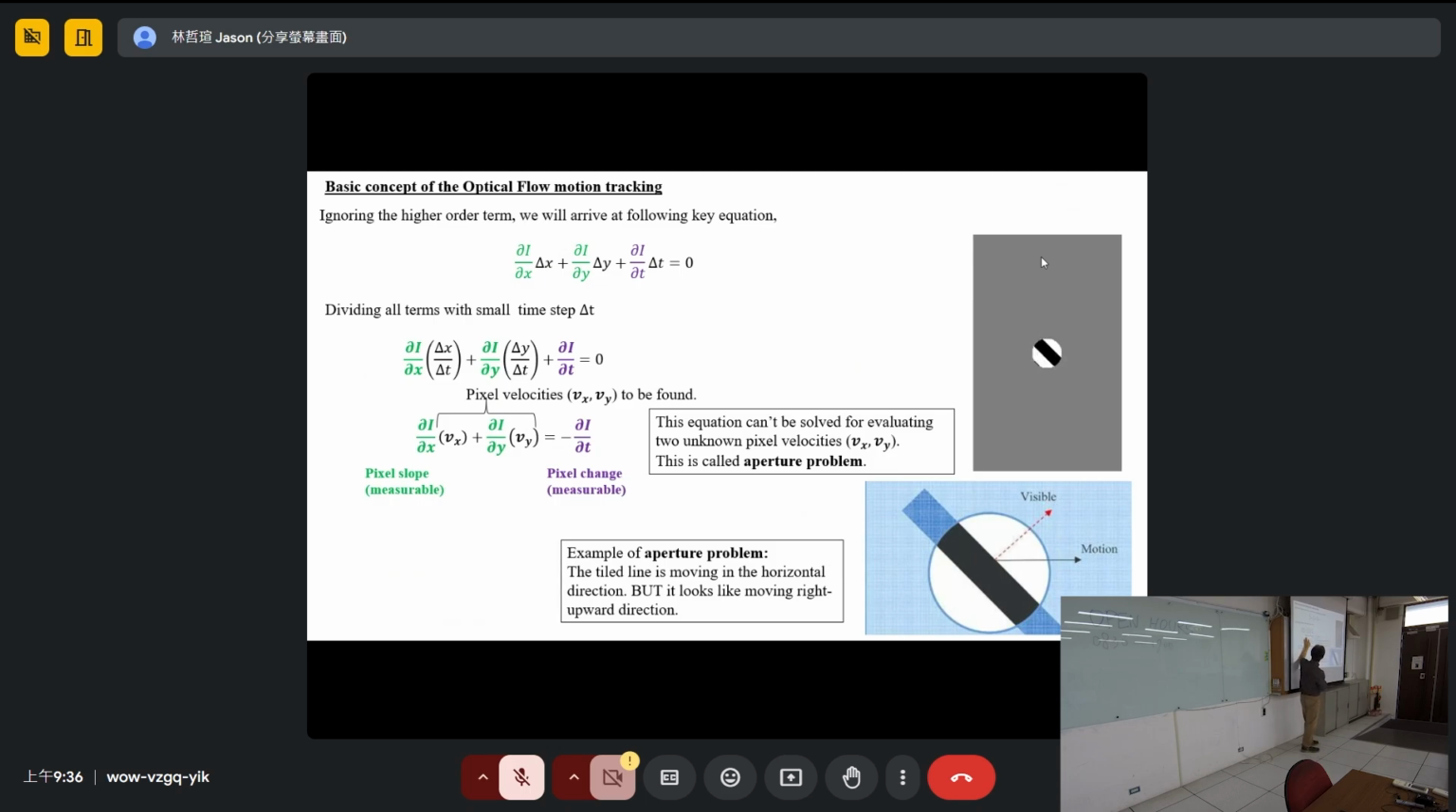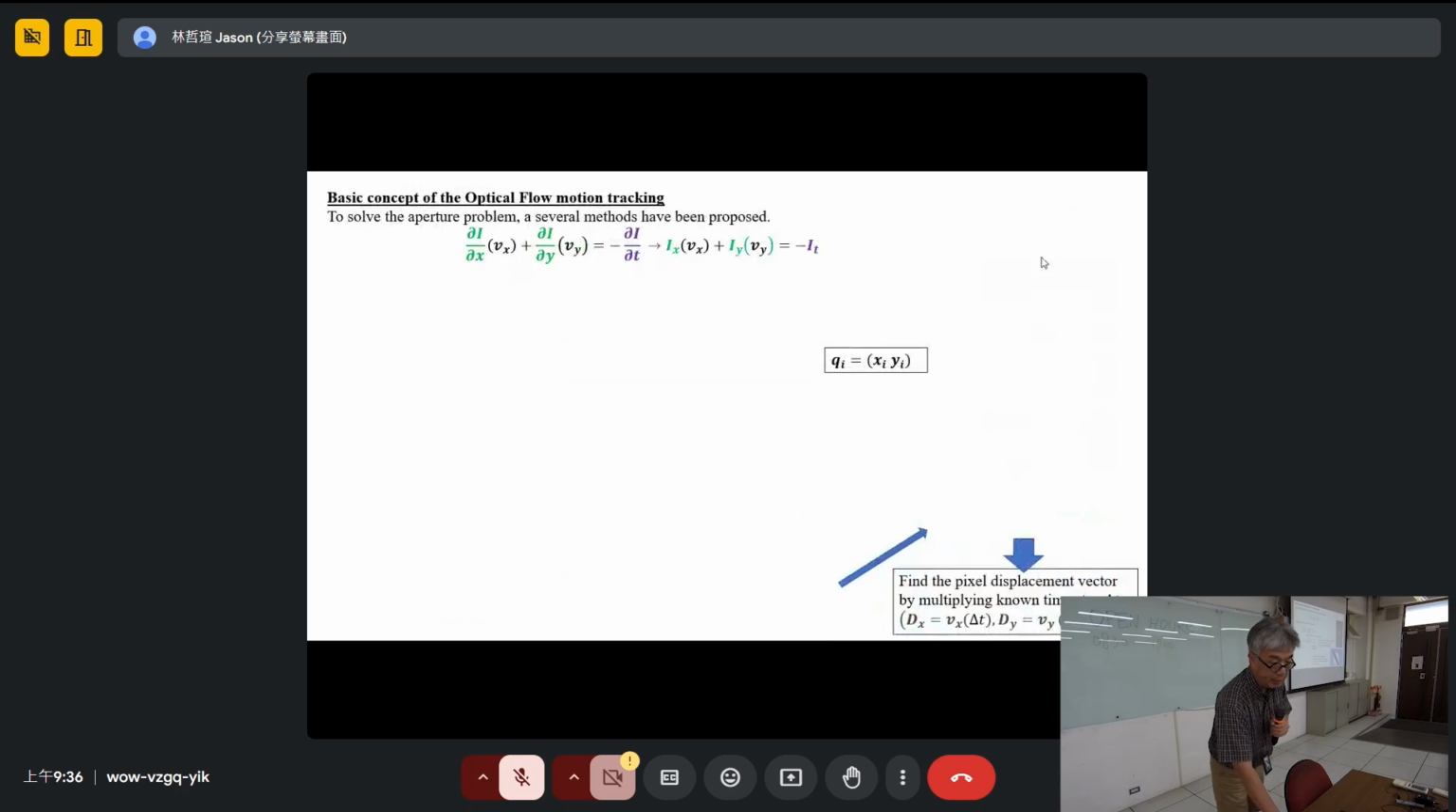One equation with two unknowns. So we will get the illusion of moving in one direction. That is called the aperture problem. And to solve this problem, we need more equations. Okay? All right, and here is the solution.